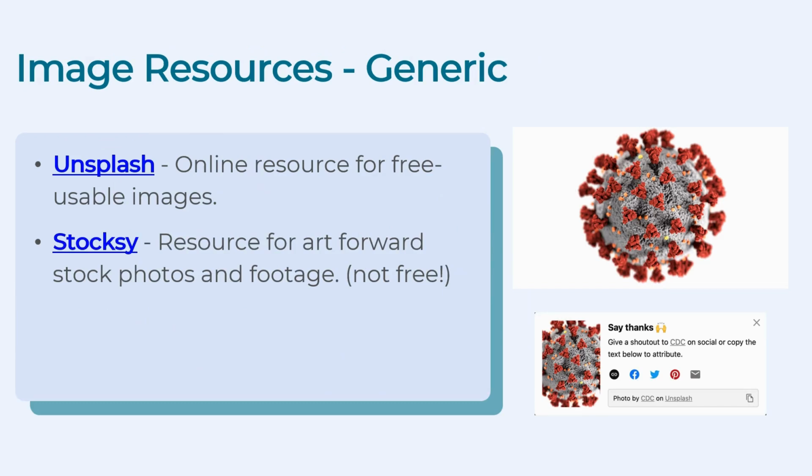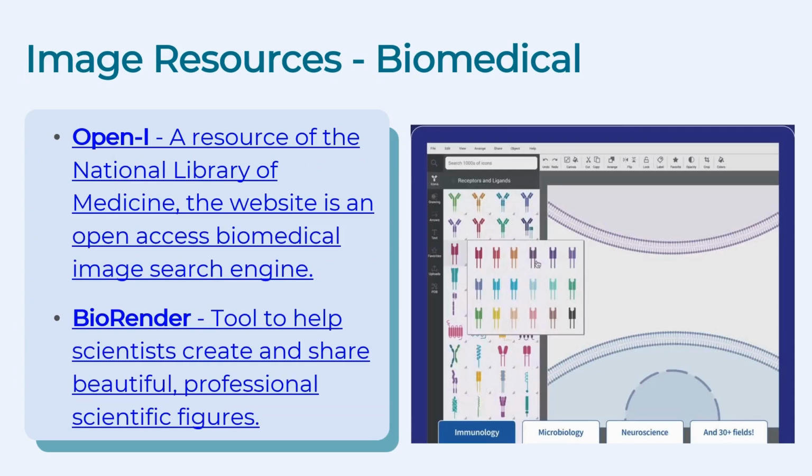We recommend trying to avoid copyrighted images if possible. Instead, try to use open source images. Some resources for open source images include unsplash.com and stocksy.com. Also remember to always credit photographers or site sources. A good website for open source medical images is OpenEye, which is an open access biomedical image search engine. BioRender is another tool that can help you create professional scientific figures.